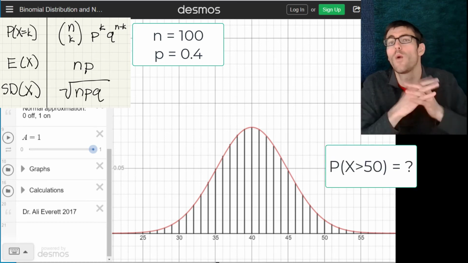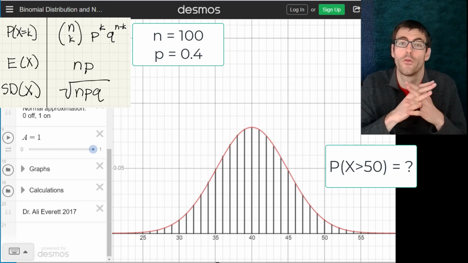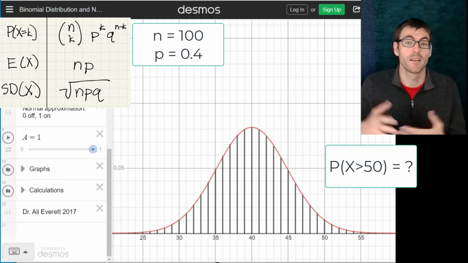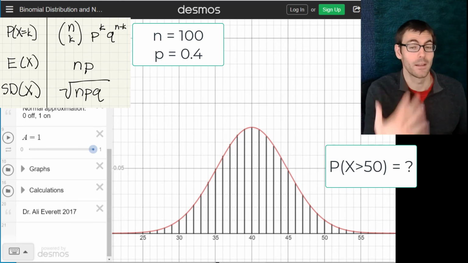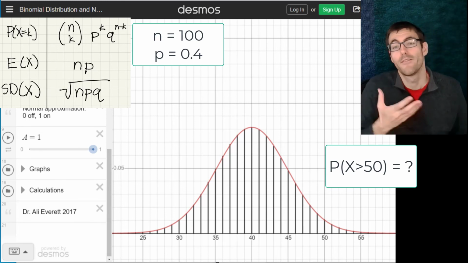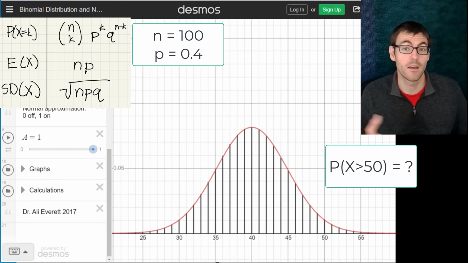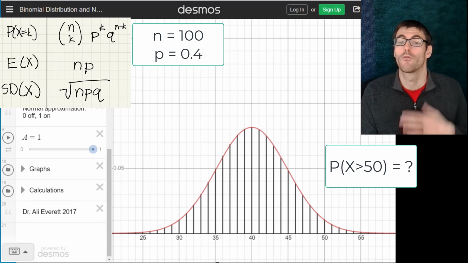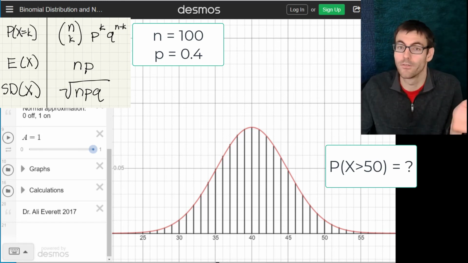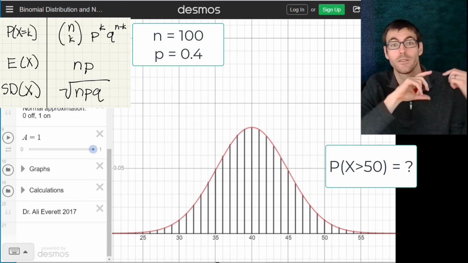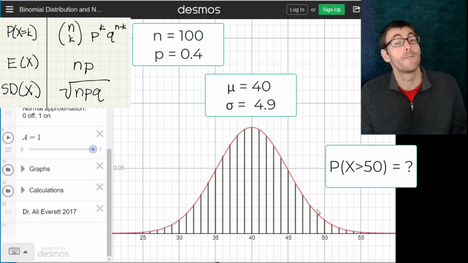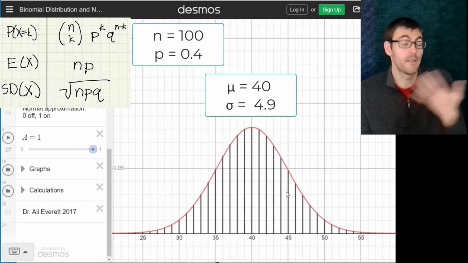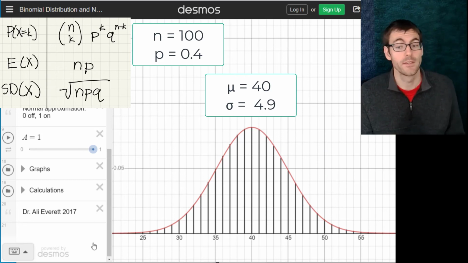Okay, so if we have questions asking about the range of possible outcomes in a binomial model, we can use the normal model to answer those. For example, if I was asking, what's the probability that I make more than 50 shots, rather than adding up a bunch of iterations of this equation, we can use this normal model to find that range. We can find the mean and the standard deviation, which tells us the exact shape of this normal model.